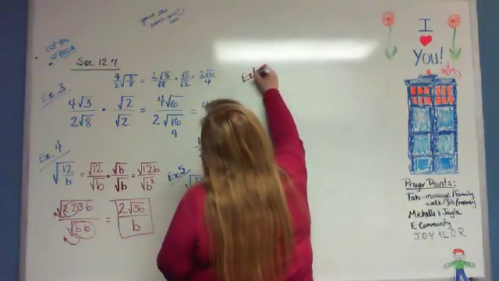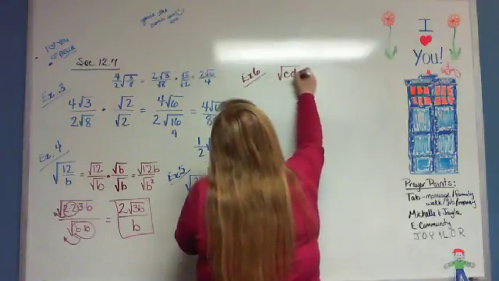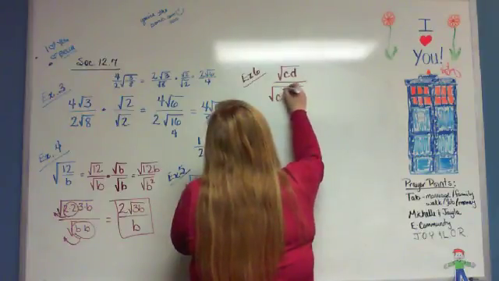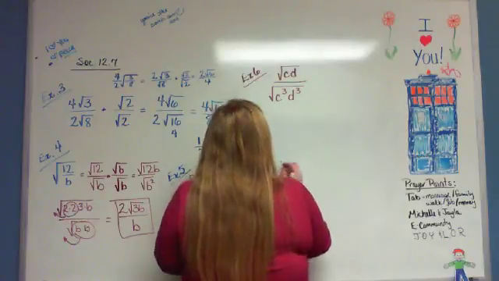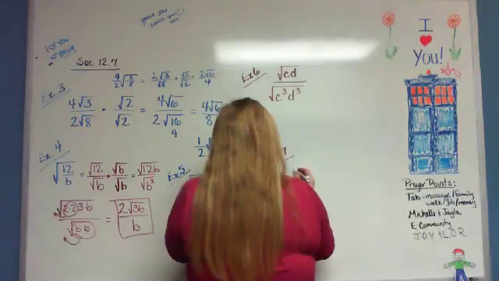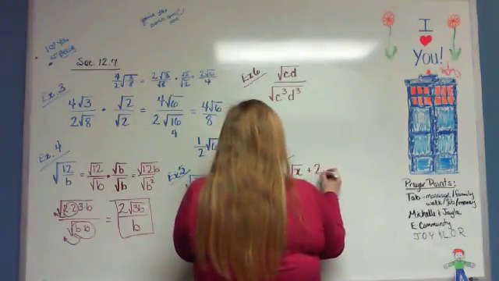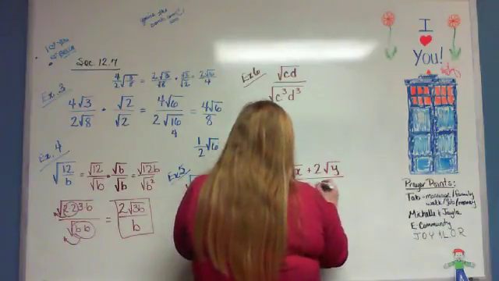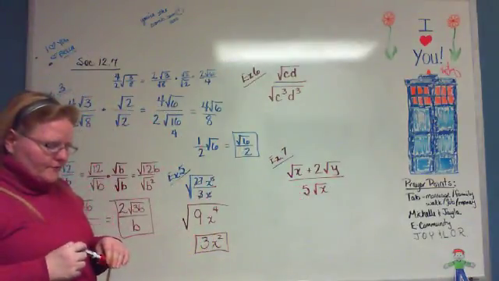Example 6: the square root of CD over the square root of C to the 3rd D to the 3rd. And then example 7: the square root of x plus 2 square roots of y over 5 square roots of x. Pause it. Let's see how you do.